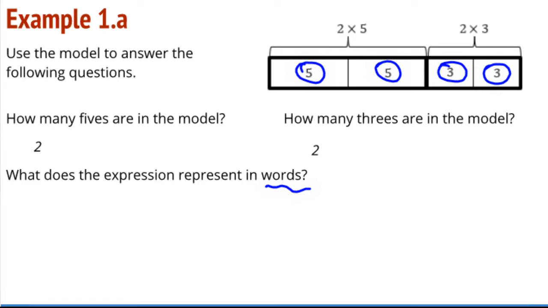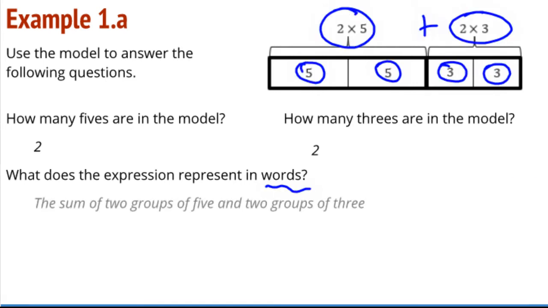The second thing I notice is that I've got 2 groups of 5 and 2 groups of 3, and I'm going to be combining them together. So the sum of 2 groups of 5 and 2 groups of 3. So I'm going to find the 2 groups of 5, the 2 groups of 3, and I'm going to find the sum of them.